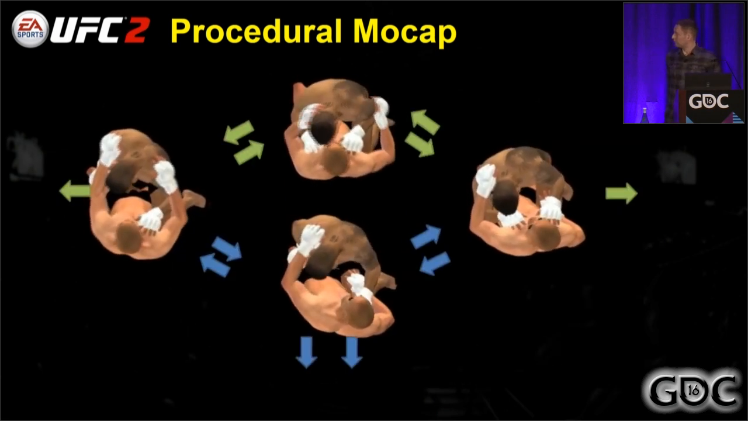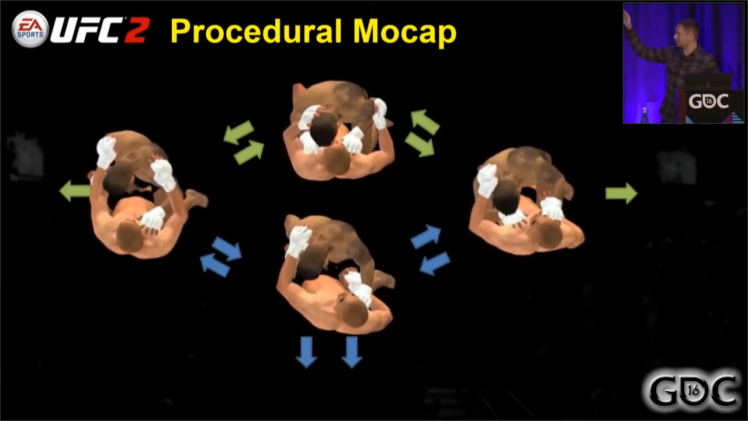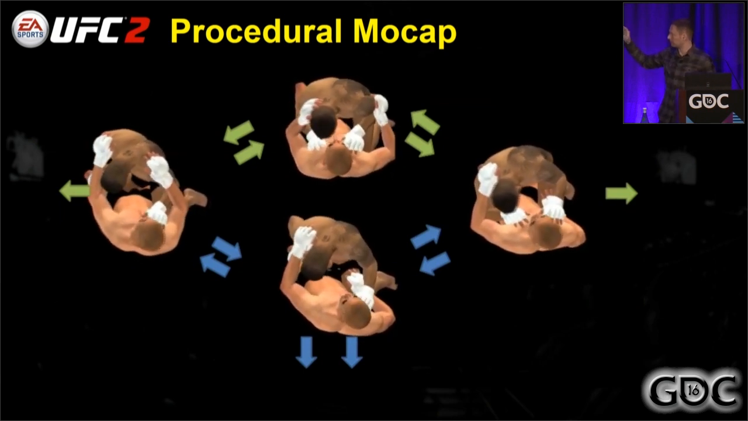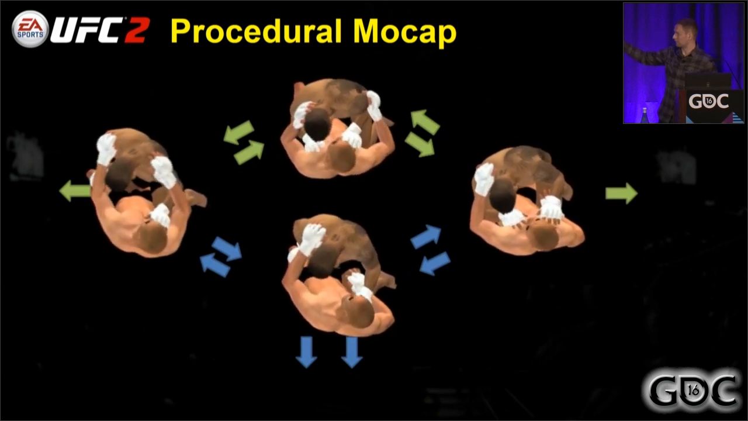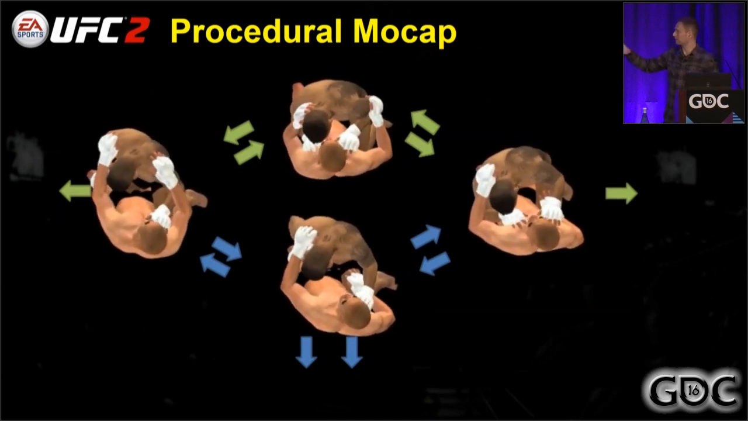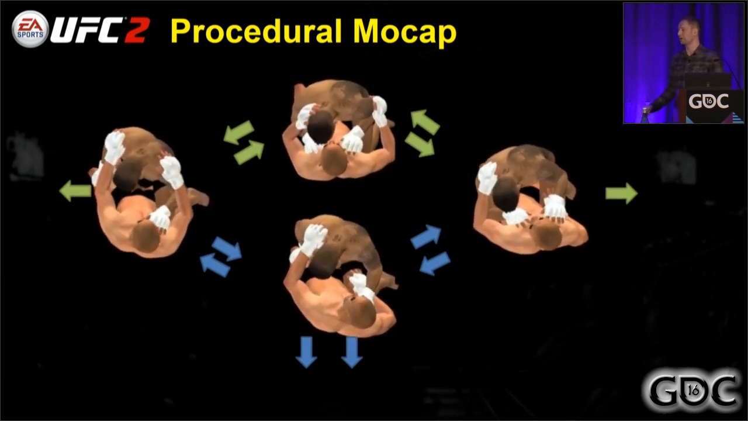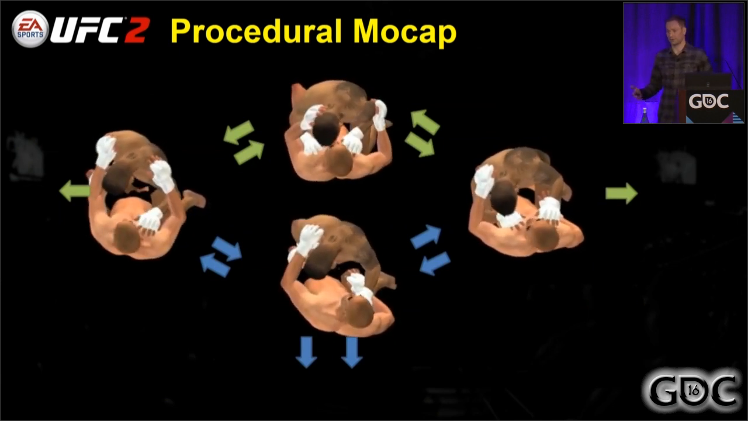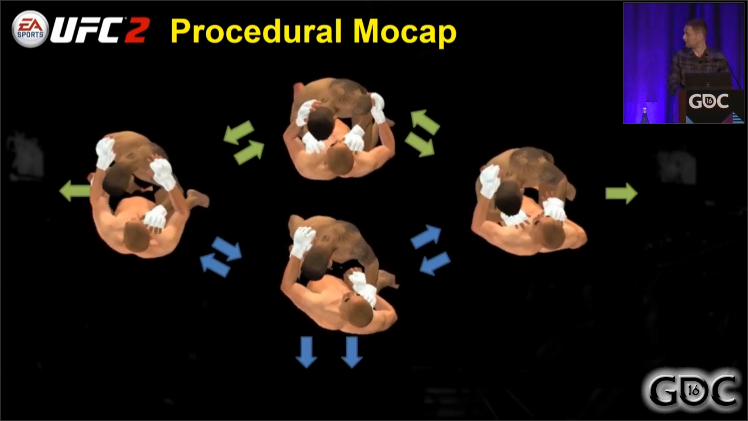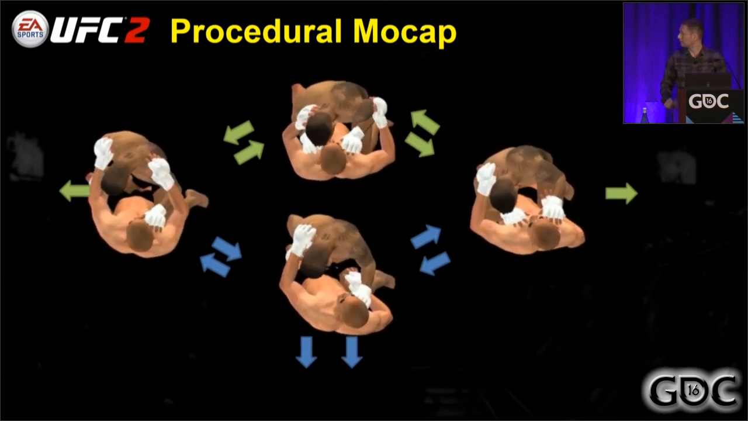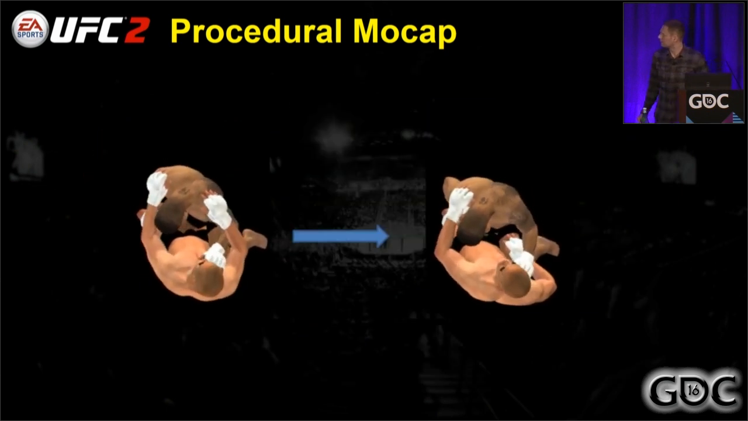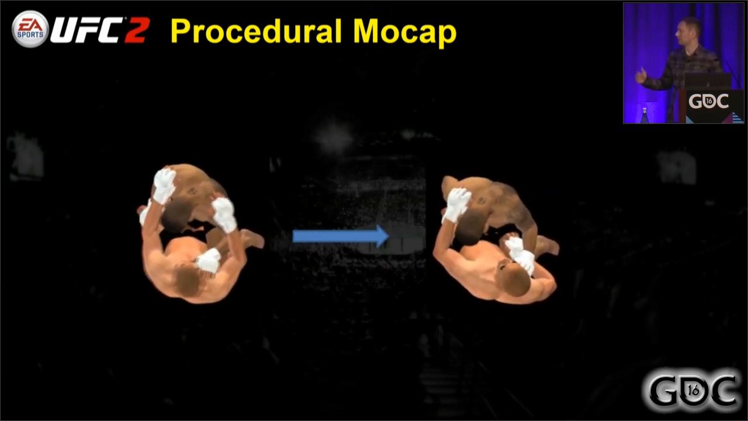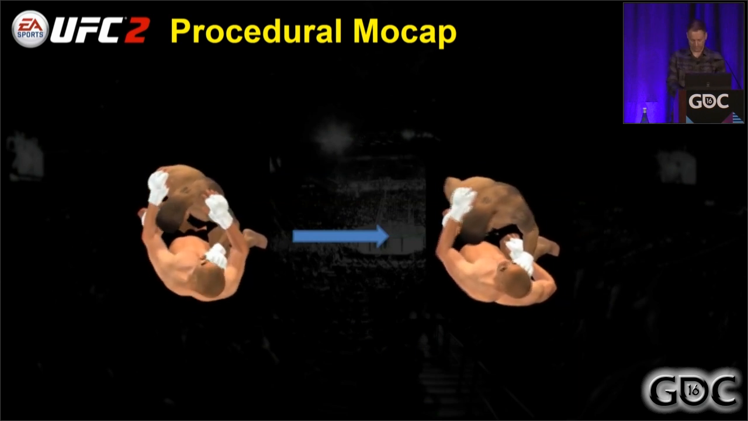So this is what we need. We go from the base idle to top guy going to the left, base idle, bottom guy going to the right. And then if the bottom guy is already going to the right, top guy going to the left, and vice versa. So the green arrows are the animations that we have from UFC 1 to work with, and the blue arrows are the animations that we need to figure out a way to produce in a very, very cheap kind of way. So we need to go from the idle on the left to the idle on the right. Let's focus on that example.